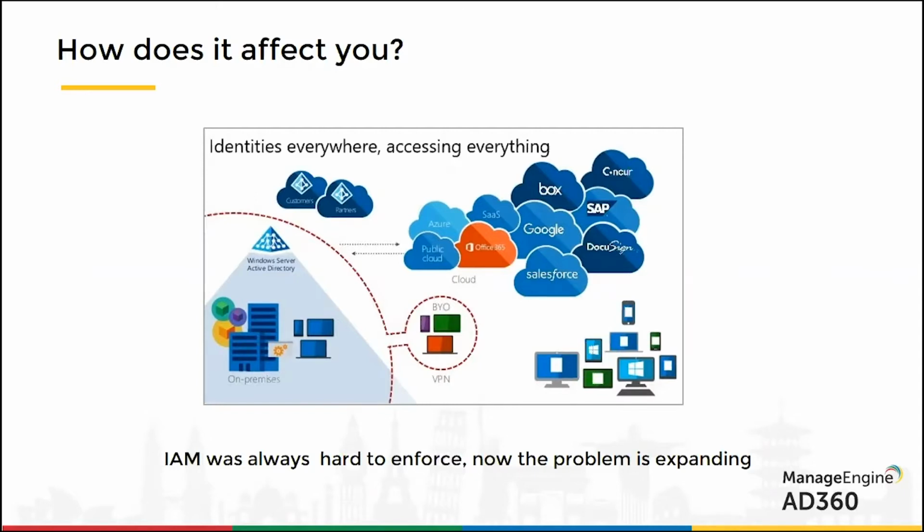Now, the problem here is that identities are everywhere. Identities are widespread, permissions are widespread, and it's just not on-premise anymore. Like I said, there are a multitude of cloud applications, an assortment of cloud applications that are now introduced into our traditional on-premise infrastructures. So in a nutshell, the end result here is that there are many users and many permissions, and the permissions are widespread across applications that are on-premise, applications that are on the cloud, and across devices. And the old problem always comes in where IAM was always hard to enforce. IAM was not an easy task to do, but now with the introduction of cloud, the problem is slowly expanding.